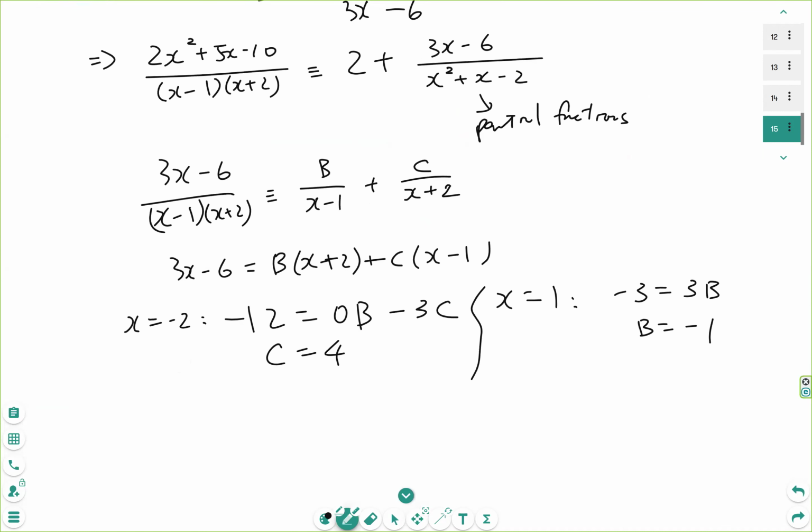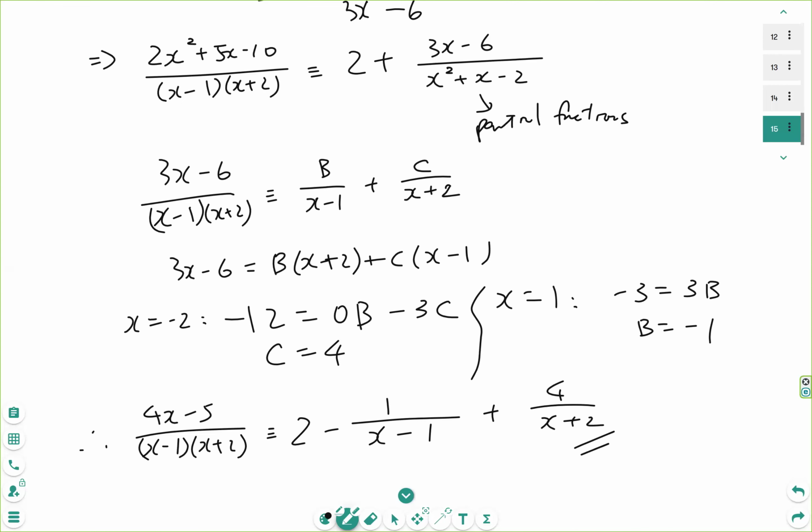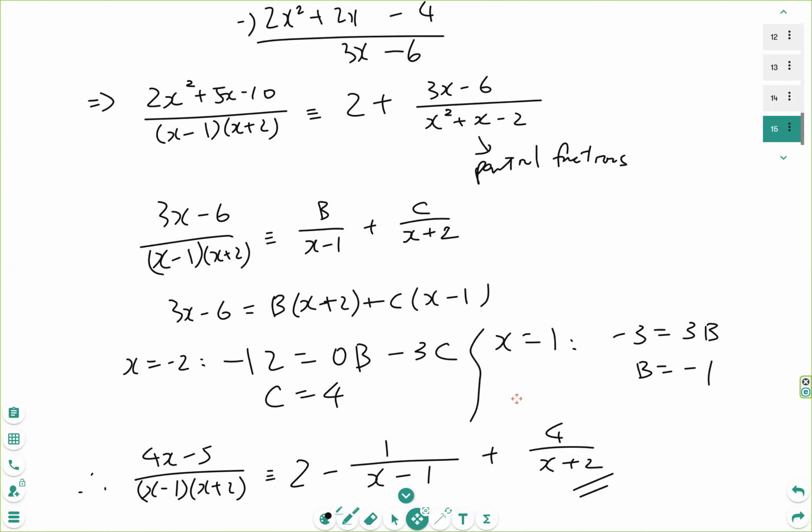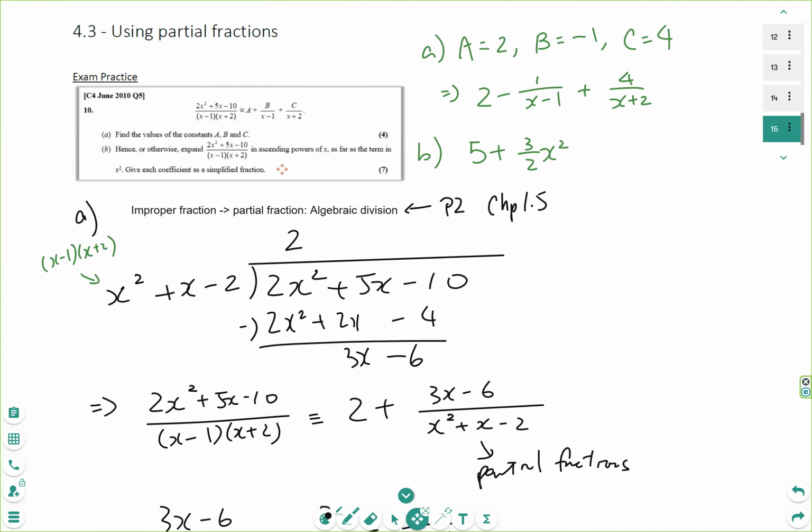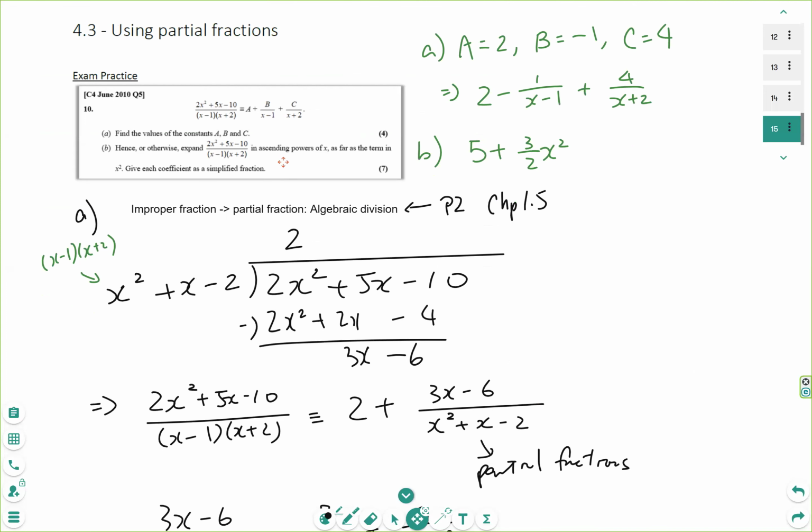So I rewrite the whole thing. Therefore, 4x minus 5 over x minus 1, x plus 2 equals 2 plus b, or minus 1 rather, minus 1 over x minus 1 plus c, 4 over x plus 2. That's the answer. Part B, hence or otherwise expand this in ascending powers of x as far as the term in x squared.